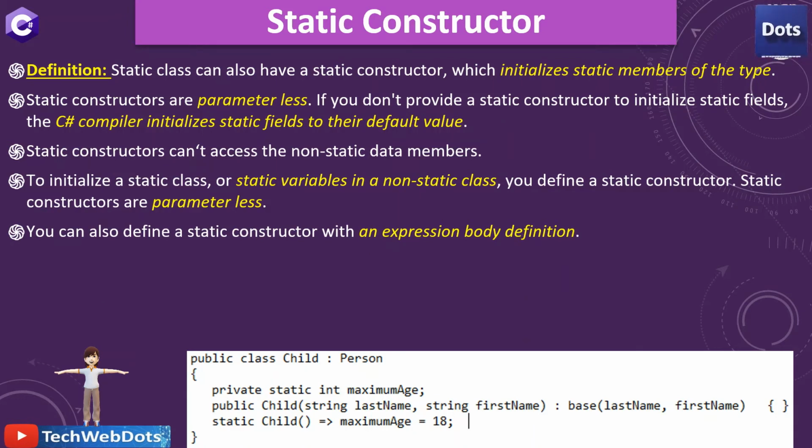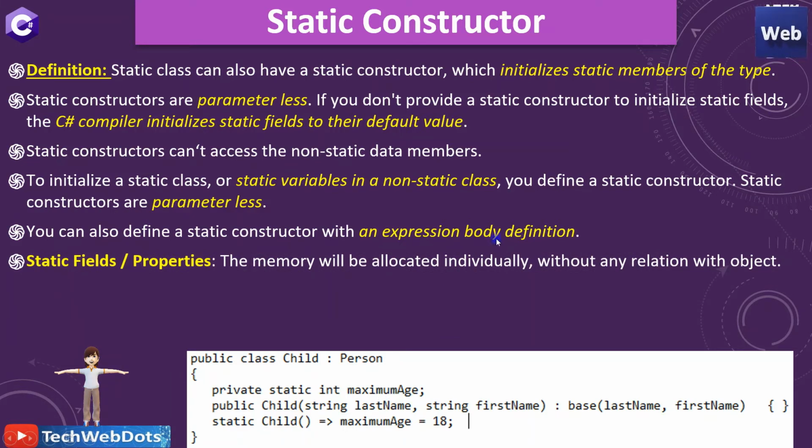To initialize a static class or static variables in a non-static class, you define a static constructor, and static constructors are parameterless, okay. You can also define a static constructor with an expression body definition. Expression body definition means we are specifying the static keyword and class name using round braces, giving an arrow, which we generally call lambda, and we are initializing the static variable, which is maximum age, and giving its value 18, okay. So this is an expression body definition.